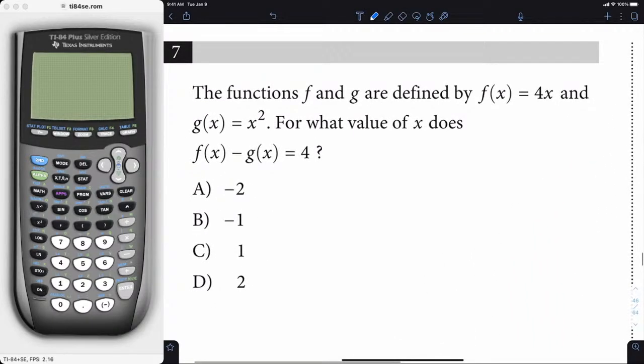The functions f and g are defined by f of x equals 4x and g of x equals x squared. For what value of x does that equal 4?